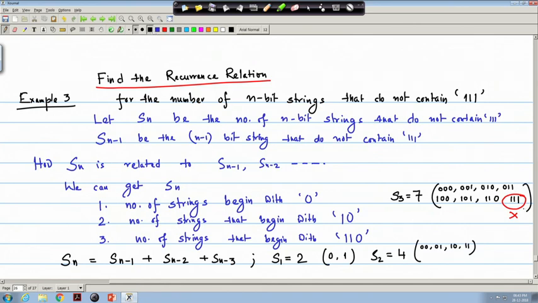So, with the initial conditions S1 equal to 2, S2 equal to 4 and S3 equal to 7, I get the recurrence relation Sn equal to Sn minus 1 plus Sn minus 2 plus Sn minus 3. So, I can frame the recurrence relation for Sn, which represents the n bit strings that do not contain 111.